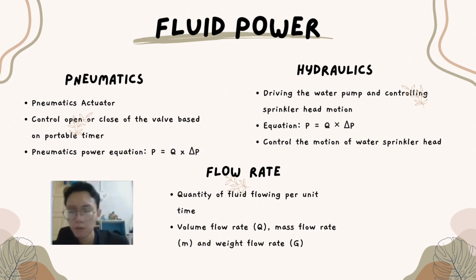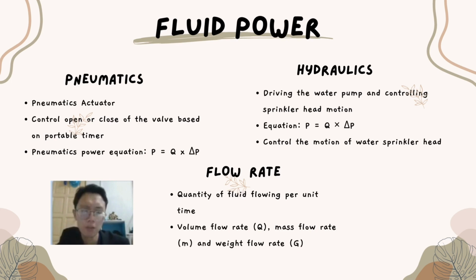Furthermore, the other fluid power is hydraulics. Hydraulic power can be utilized in multiple ways within an automatic water sprinkler system, including powering the water pump and managing the movement of the sprinkler head. The formula involved in hydraulic power is P equal to Q times P, where hydraulic power equals the flow rate times the pressure difference across the hydraulic component.